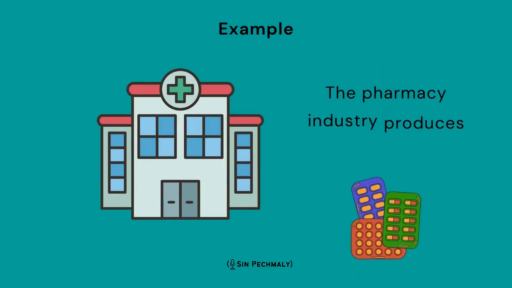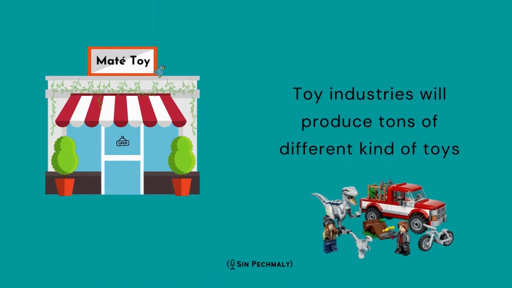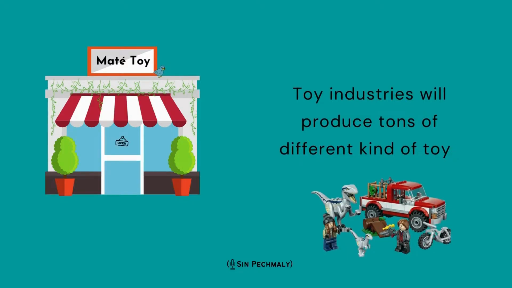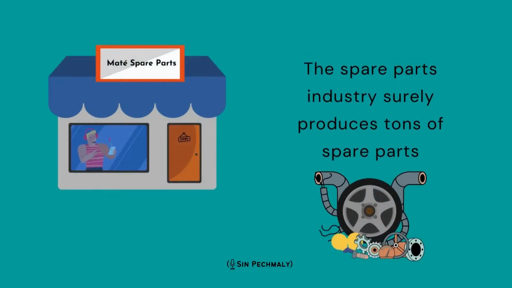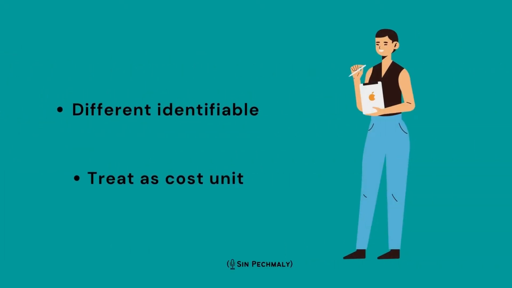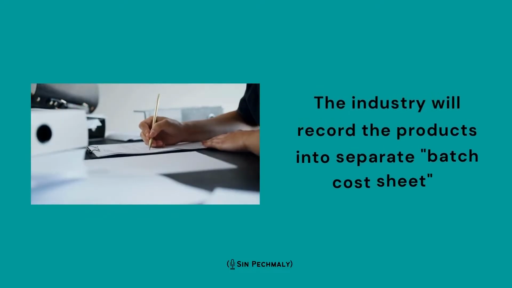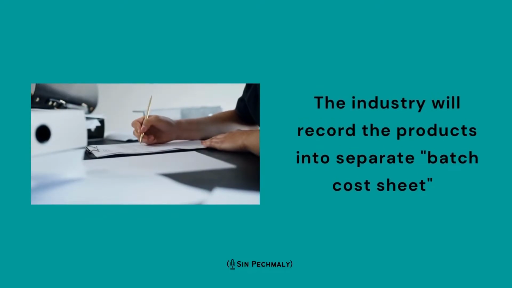Looking into the examples here, the pharmaceutical industry produces tons of medicines. Toy industries will produce tons of different kinds of toys, and the spare parts industry surely produces tons of spare parts. However, each batch is identifiable and treated as a cost unit. The industry will record the products they produce in separate batch cost sheets.